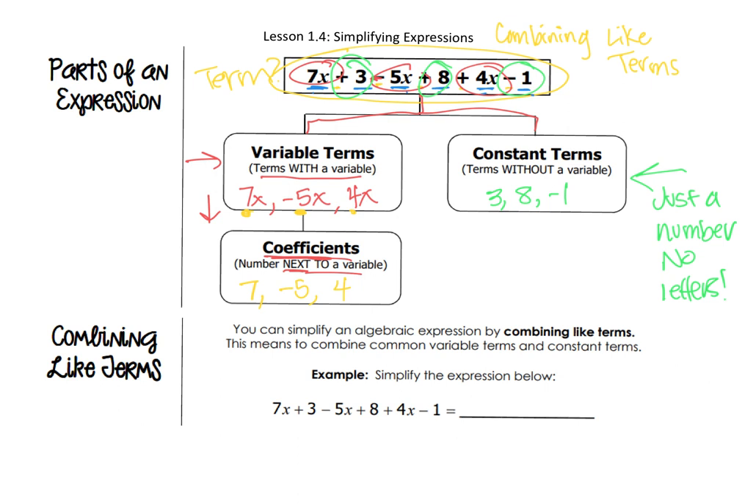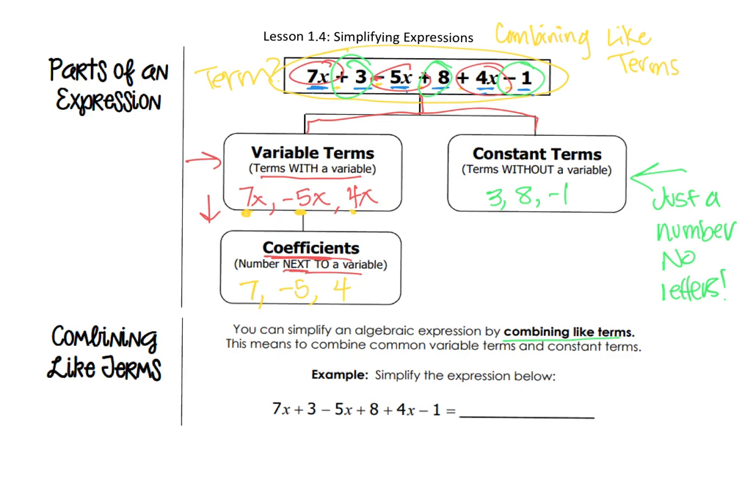Looking down, it says you can simplify algebraic expressions by combining like terms. That's what we wrote above. That means to combine common variable terms and common constant terms. To put terms together, their variables have to match. So x terms can go with x terms, y terms can go with y terms, and constants can go with constants. If we had a's, they'd go with a's. Just match your letters up. If they have exponents, then their exponents need to match as well. It reminds me of elementary school where you had to match things. If they match, you can count how many you get when you put them together.